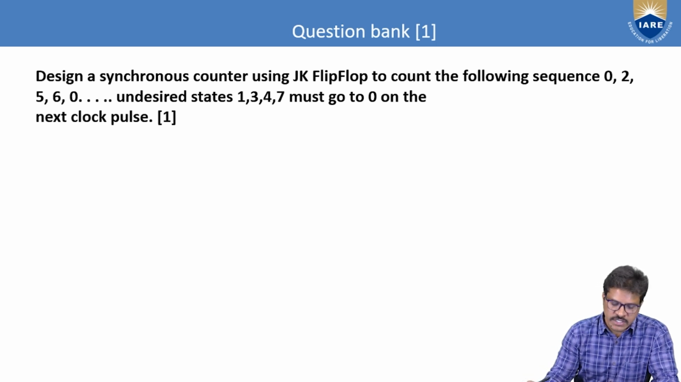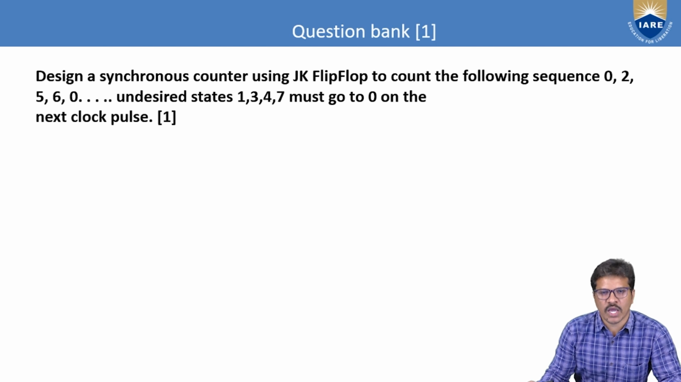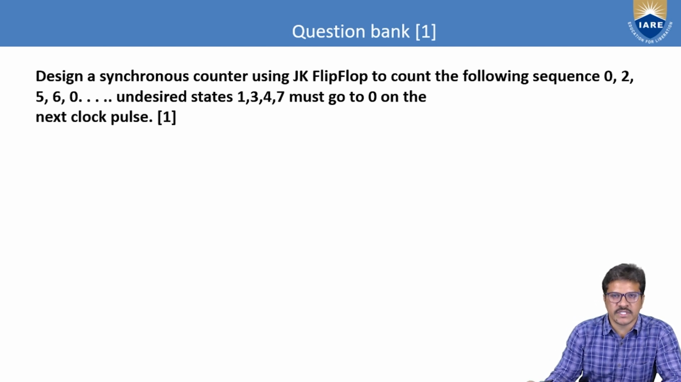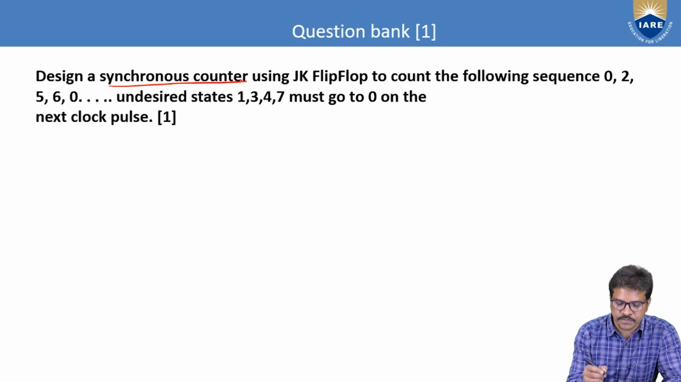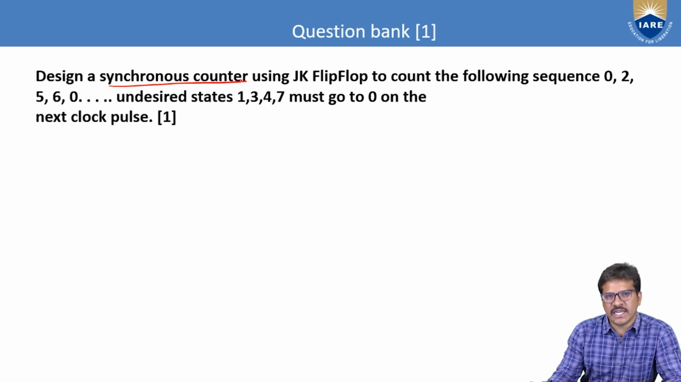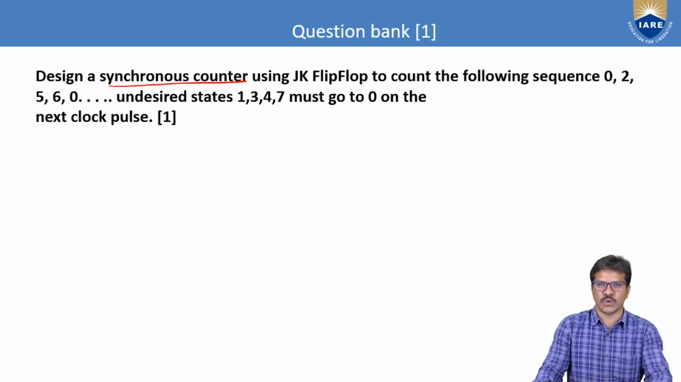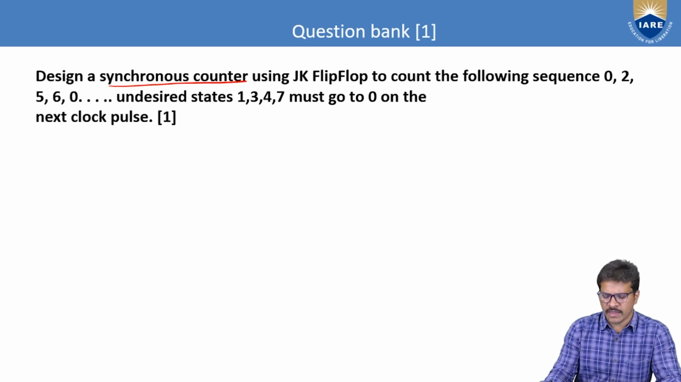Basically, this question belongs to types of counters, and one of the counters is the synchronous counter. The question is: design a synchronous counter using JK flip-flops to count the following sequence: 0 to 5, 6, 0, and then it repeats, 0 to 5, 6. The undesired states 1, 3, 4, 7 must go to 0 on the next clock pulse. This is one type of sequence.